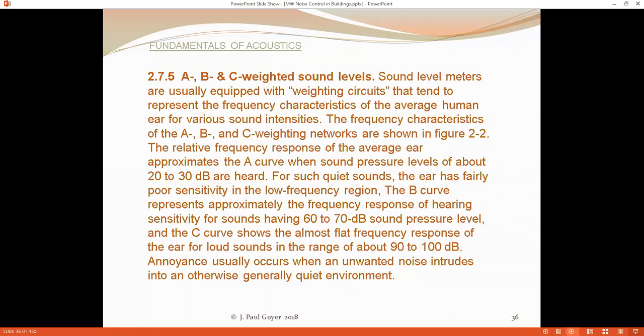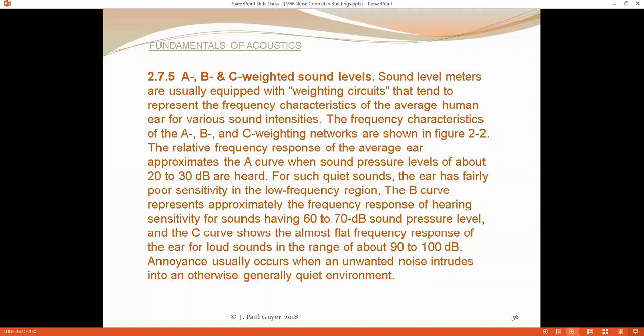Now, by the way, I'm talking in these illustrations about a source room and a receiving room. The source room can actually be outside the building. It can be a noisy freeway, and you are concerned about the sound environment inside the building, in an office or in an apartment, that sort of thing.